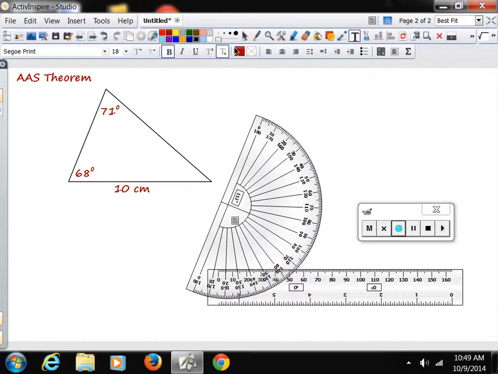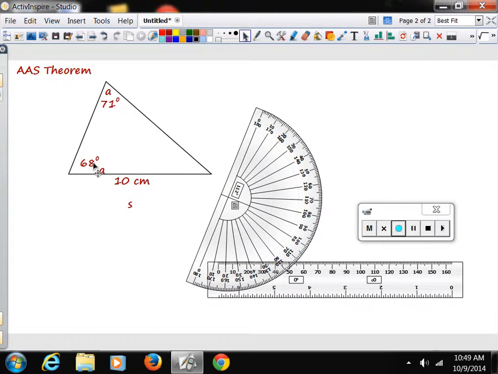So this is called an A, and then another A, and then the S. So you've got an angle, another angle, and then you've got your side right here. So it's an AAS theorem. It's an angle, angle, side.